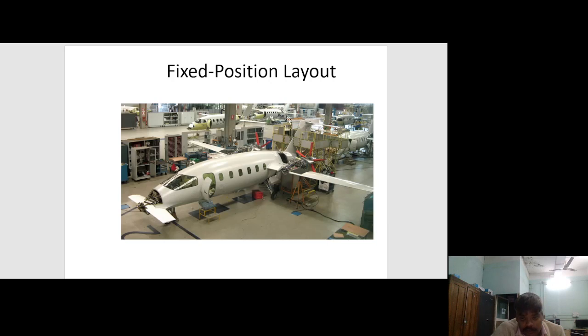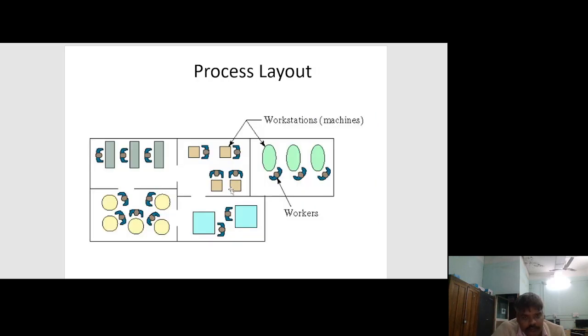Next, this is also known as fixed position layout. Here you can see the manufacturing of an aircraft. So this is a fixed position layout. The aircraft is fixed at one position, and all the machines go to that position, where the operation will be performed.